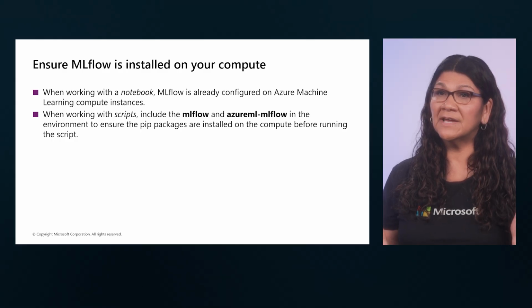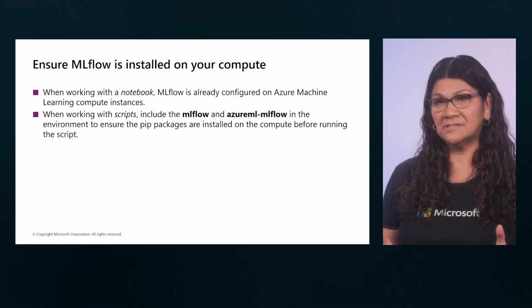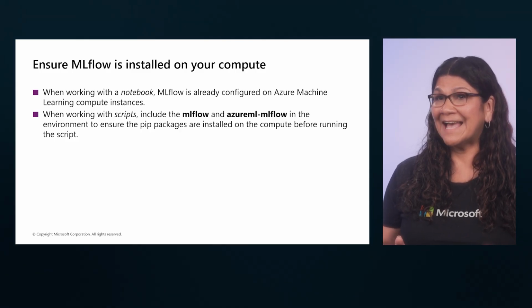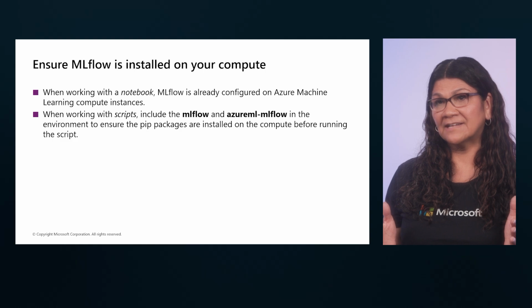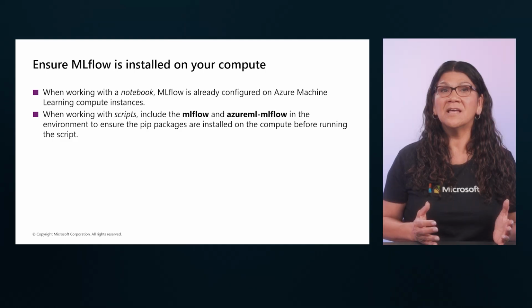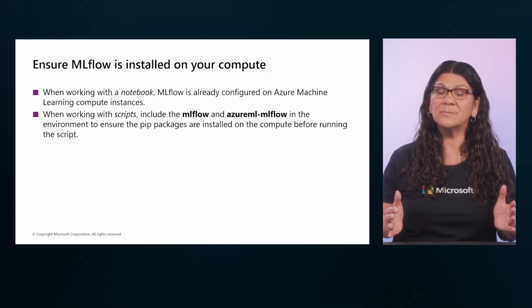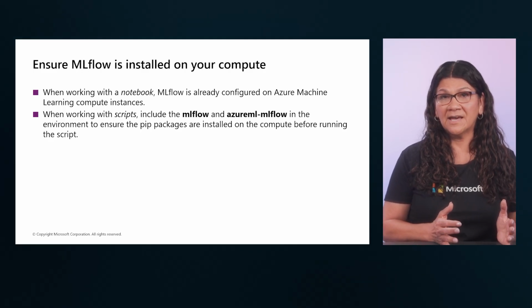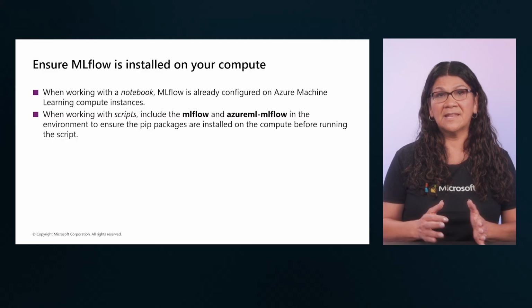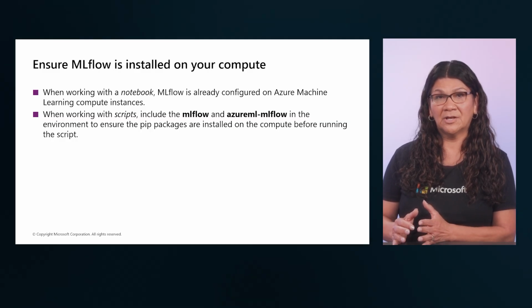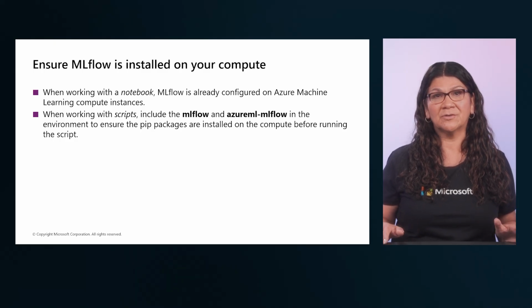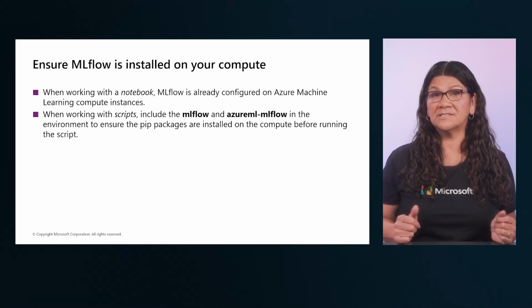For instance, you train a churn model in a notebook first, MLflow tracking just works, and you log accuracy and artifacts like the trained model file. Then you operationalize that same training as a scheduled script on a compute cluster by adding the MLflow and Azure MLflow packages to the environment. You get the same run history and metrics tracking, even though the compute is different.